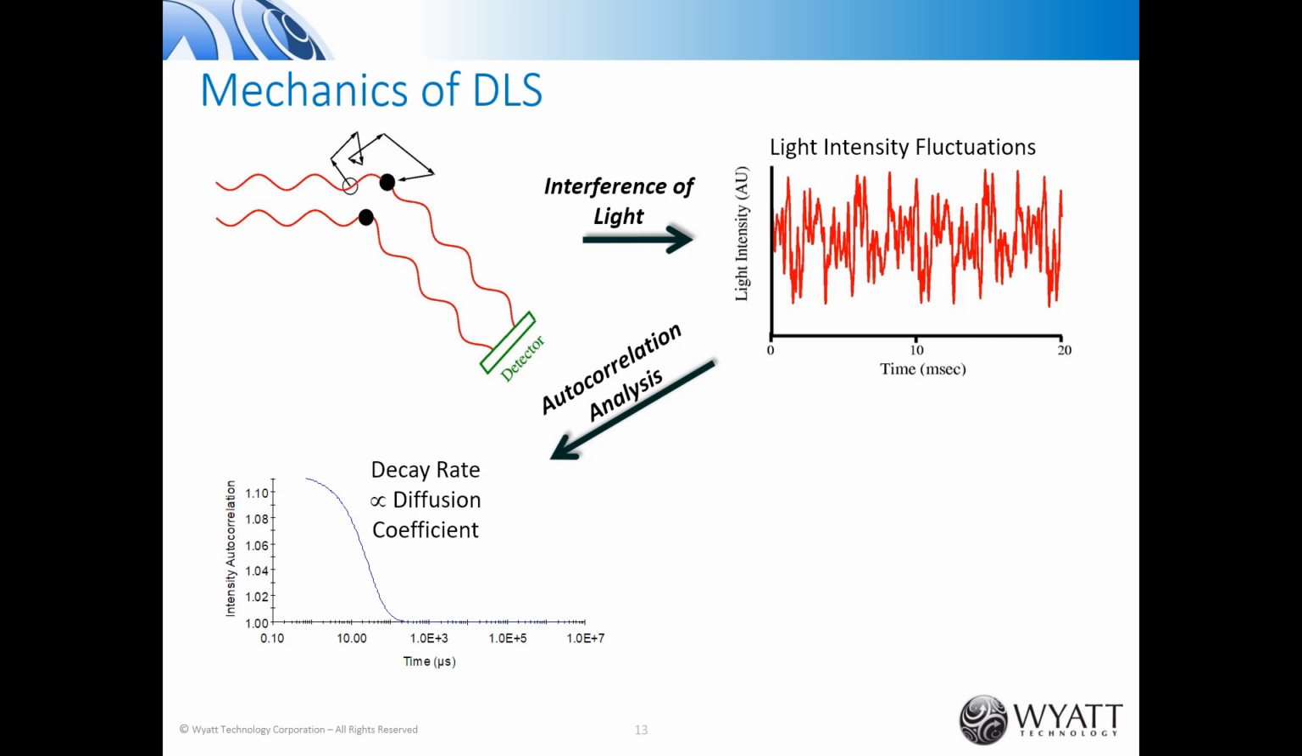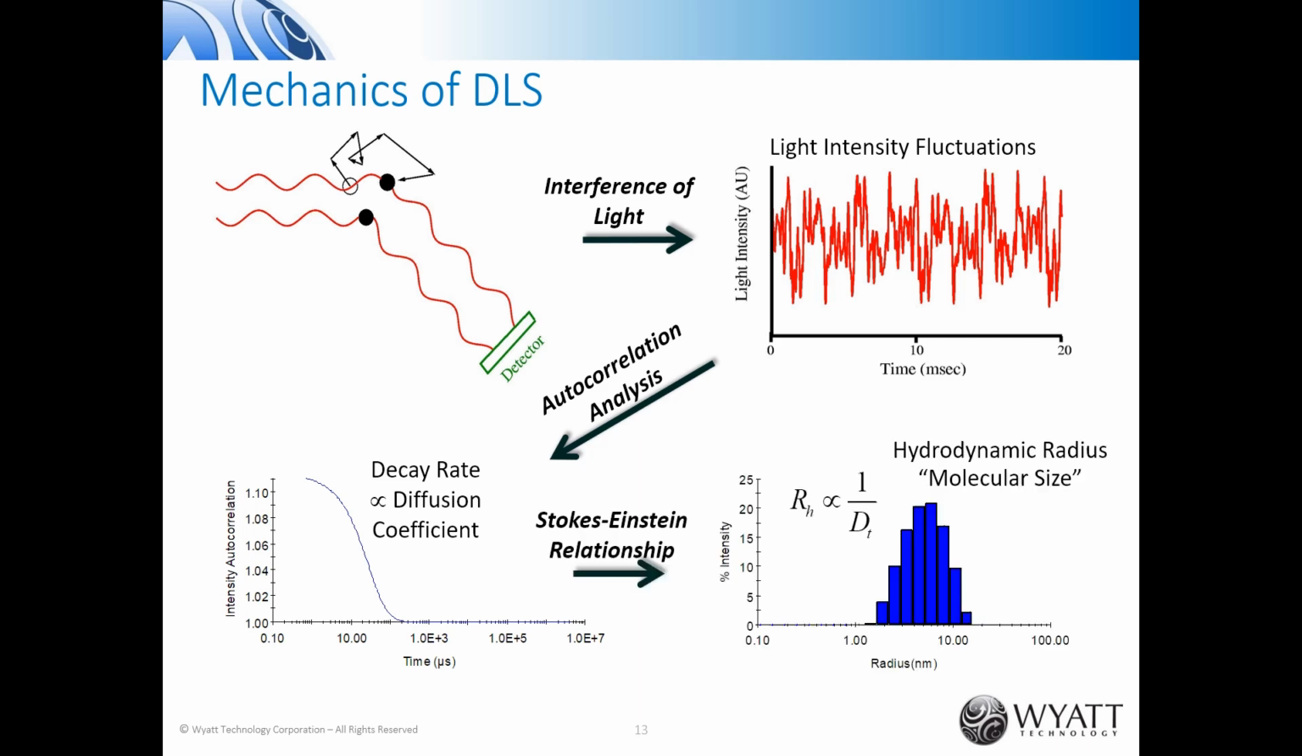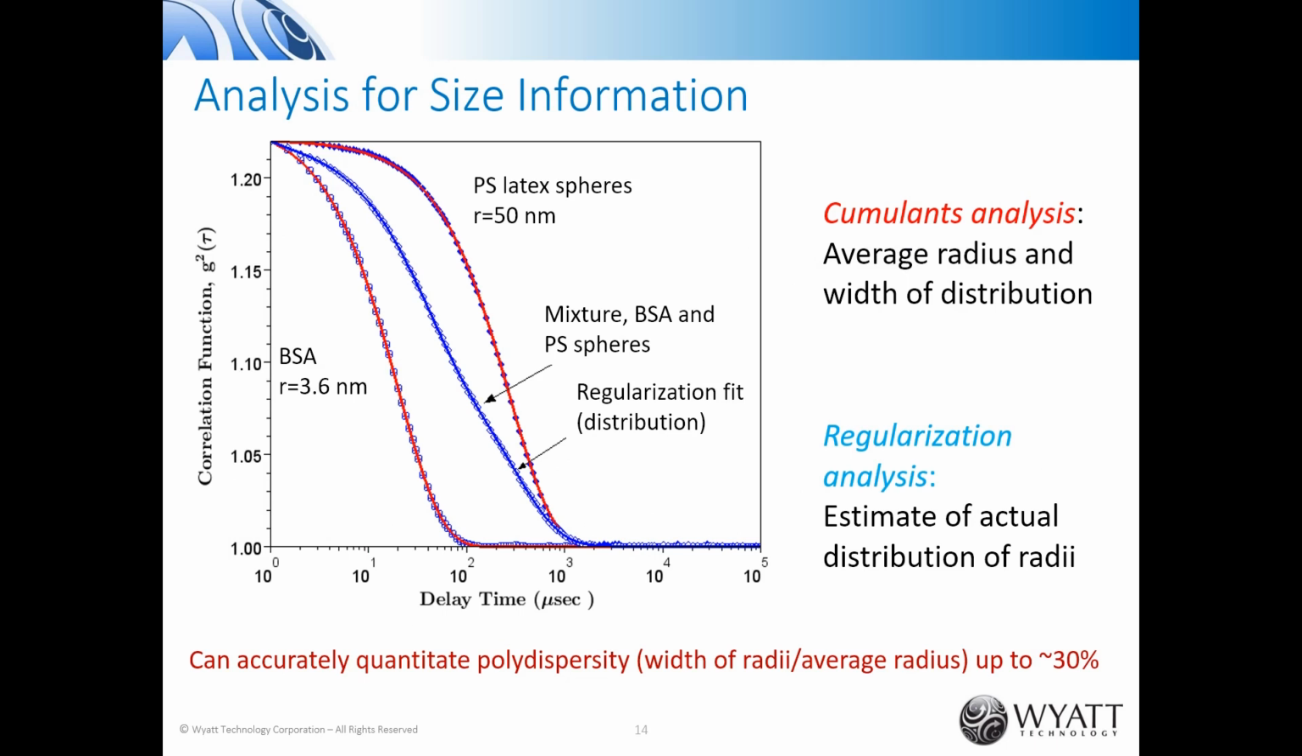Smaller particles move faster and have faster decay rates, whereas larger particles move more slowly and the decay rate is longer. After an autocorrelation analysis produces these decay rates, you can calculate the diffusion coefficients, which can then be used with the Stokes-Einstein relationship to calculate the hydrodynamic radius of the molecule. This information can be used to calculate the size information of the particles in the solution.